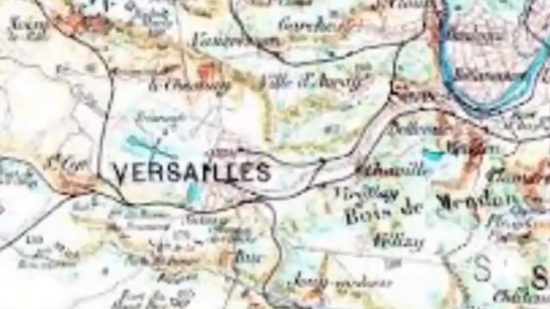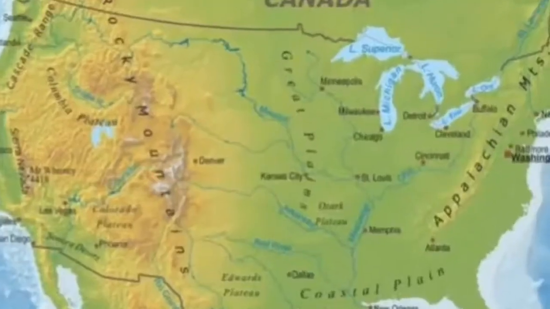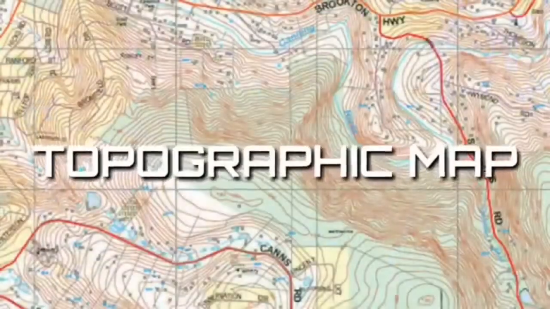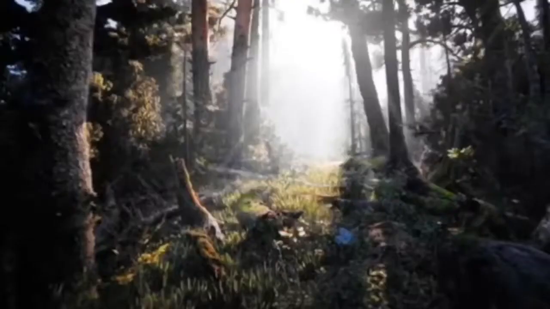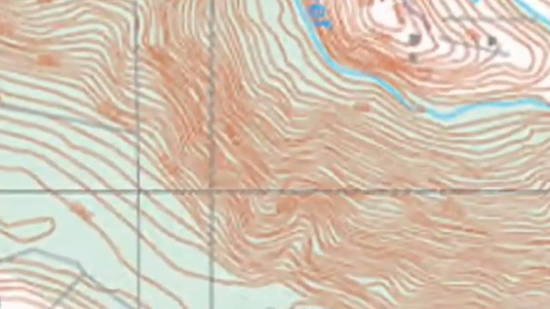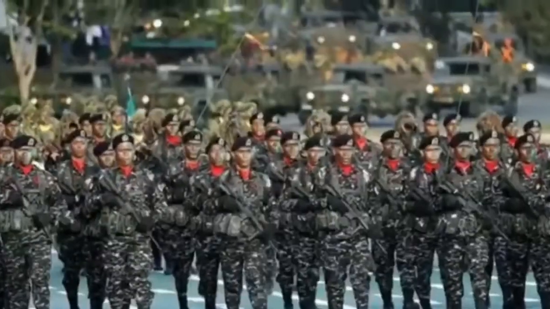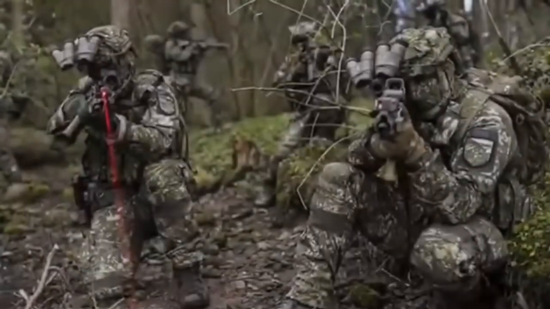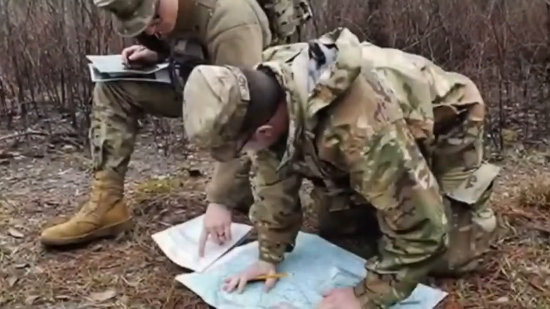Maps have different types or classes. Its use depends on your purpose in using it. Today we will discuss how to use a topographic map. A topographic map is good for showing mountains and land through contour lines. That is why it is often used by armies, especially when they go to the mountains. And that is what we will discuss today.